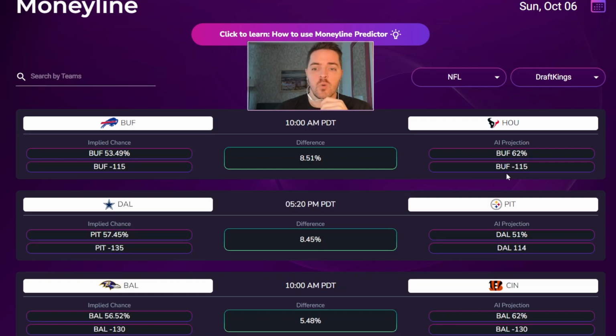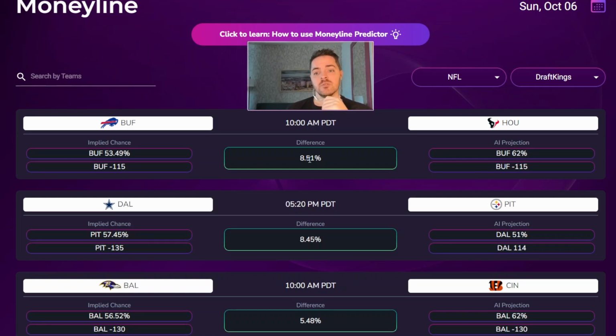Do that bet. What we're showing you is, if you look at these two, the AI projected chance and the sportsbook implied chance, if you subtract this from this, you have an 8.51% difference. So essentially, what this is teaching you and trying to tell you is that Buffalo's money line should be much, much higher. It shouldn't be minus 115. It should be higher. It should be maybe minus 125, minus 130.